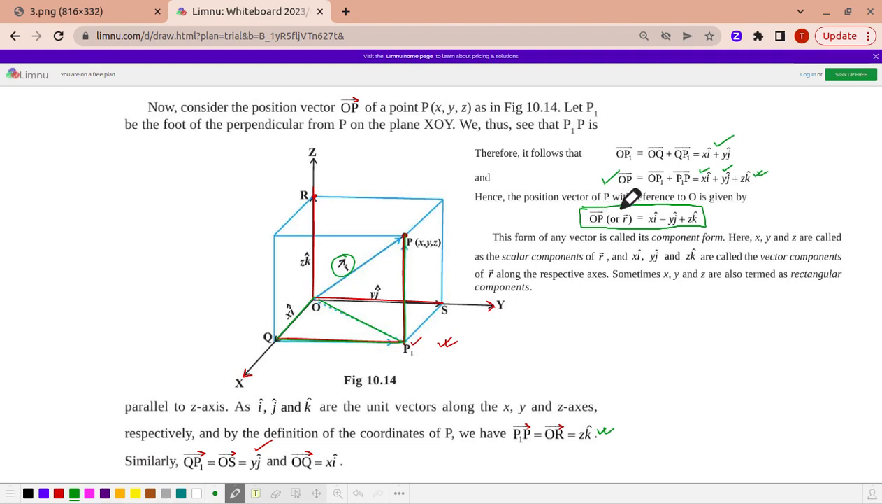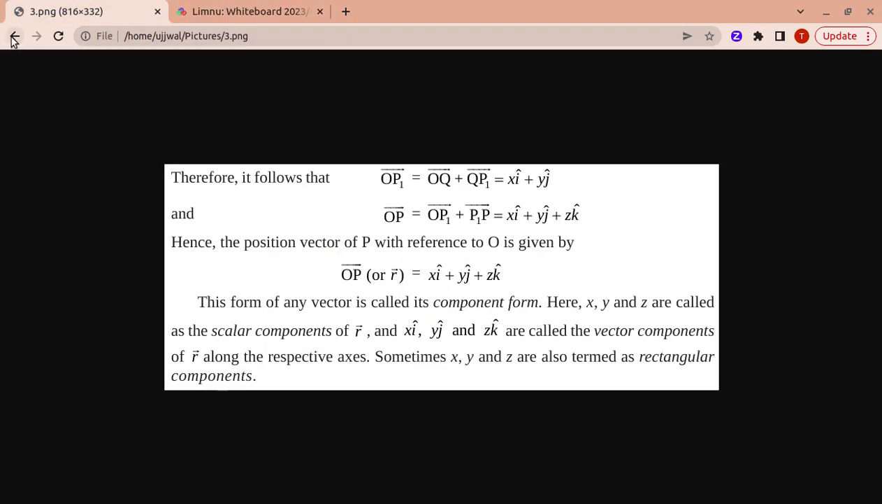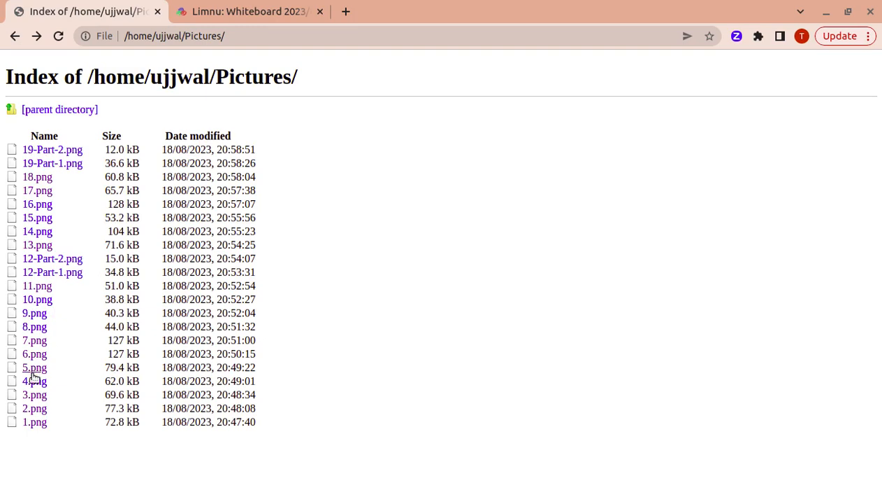And you know, dear students, that x, y, z are also termed the rectangular components. Why are they rectangular components? You see, it forms a rectangle, and hence these are known as the rectangular components. I hope this is very clear, how we derive the vector OP in terms of i cap, j cap and k cap. So now let's proceed to the next one.